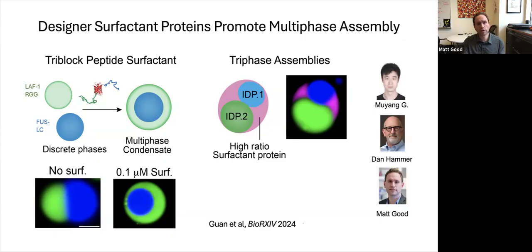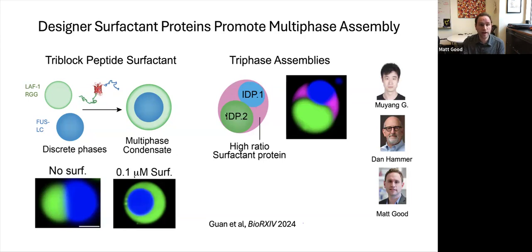But he tested a small library of tri-block surfactants where you have now two different arms. One is the disordered sequence of one of the factors and the other is the disordered sequence of the other IDP. And then again, a small library of different folded domains. And by doing so, he was able to find one of these tri-blocks that was very effective at wetting the interfaces so that you get this co-assembly. So now the internal phase here is FUS, and the exterior of this is LAF1-RGG. And again, this will never occur without these surfactants.